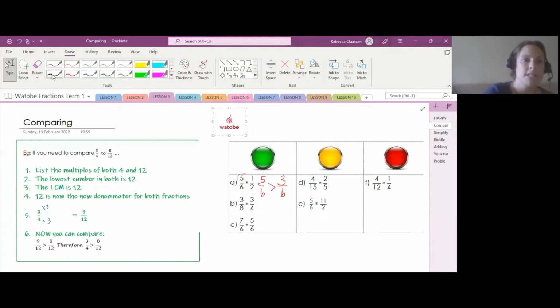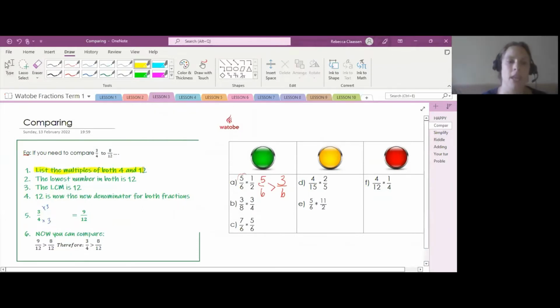And so our first step is we list the multiples of both denominators and we find our lowest common multiple, and that becomes the denominator for both. And this is quite important because we're going to use this later on in this lesson for something else. Okay. And then we can find a new denominator and we can compare.